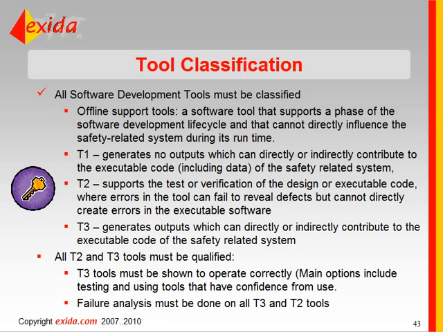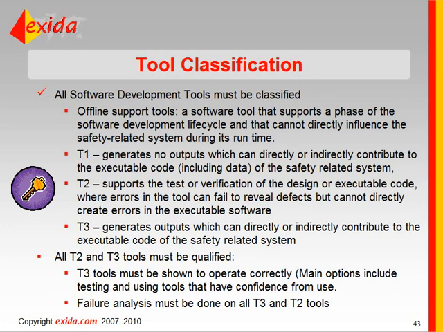However, if the software has a bug in it, you might not be able to detect it because your test tool has failed. So it's not as critical as a tool that can actually introduce a failure, but it still is a critical tool. And then finally, a T3 tool is a tool that generates outputs which can directly or indirectly contribute to the executable code. So the classic example of a T3 would be the compiler. If it generates assembly code different to what you designed, it will not work as designed, and therefore that could clearly cause a failure of the safety function, for example.